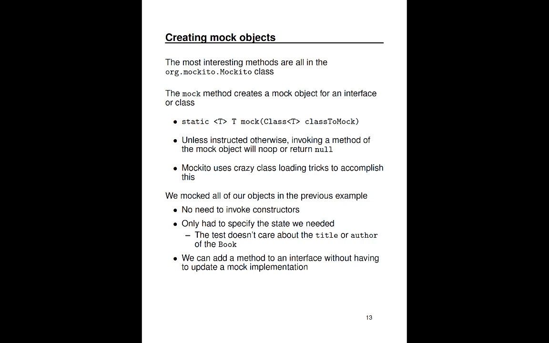So recall from the previous example that most of the objects that we created, except for the bookstore, that was real code, all the other objects were mocks. This meant that we didn't need to invoke constructors directly. And we only needed to specify the state and the behavior that we needed for the test. Everything else, who cares, is not going to be used. So for instance, in this test, it doesn't really matter what the title or the author of the book is, and so why even provide those, right? That just adds cognitive load to the test.